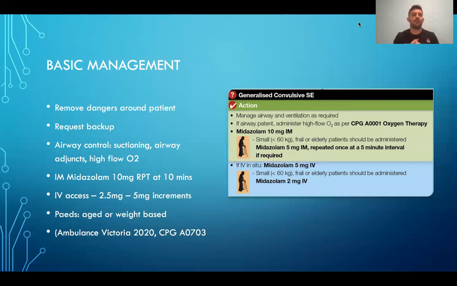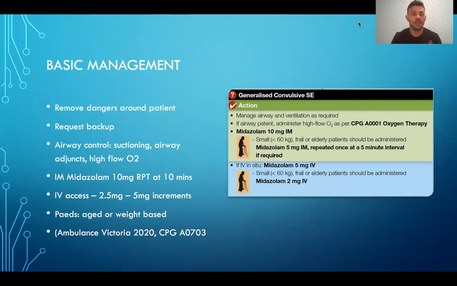So the nuts and bolts of it. So basic management, we're going to be doing our DRSABCD, as we do with every patient that we come across. So first, we're going to be looking at the position of the patient and if there are any surrounding immediate dangers. So we're going to be looking at furniture. Is there anything close to the patient that they can potentially grab during their seizure and harm themselves?